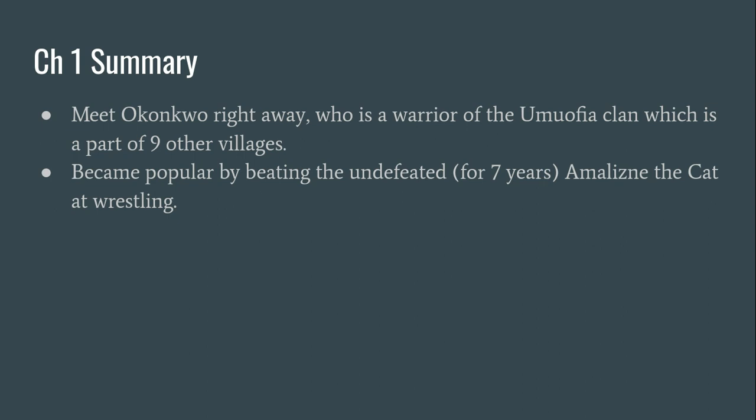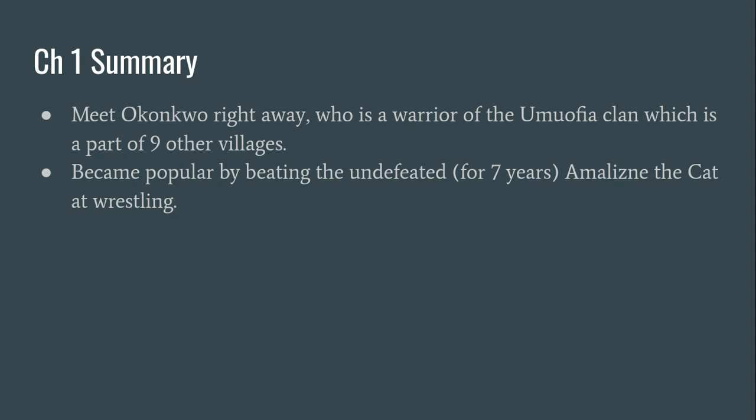Okonkwo becomes really popular because he defeats Amalinze, who is known as, they call him the cat. He's not a real cat, but he beats him at wrestling. The reason they call him the cat is because, like in wrestling, when you have somebody flat on their back for several seconds, that's how you win. Well, the cat, they say that he is never able to put his back on the ground. That's how he kind of gets that nickname.